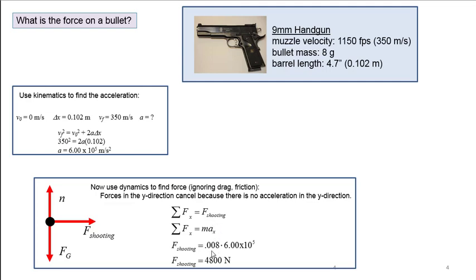I know the mass here. I have to put my mass in kilograms. The mass was given to us in grams, but whenever we do equations in physics, the mass has to be in kilograms. And there's the acceleration that I found from this part, and then I can solve for the force that the gun is exerting on the bullet.